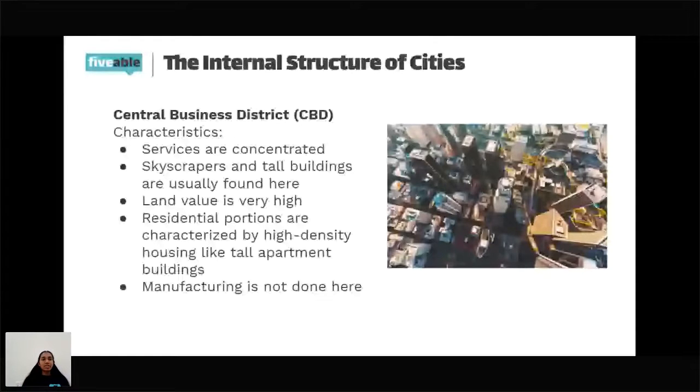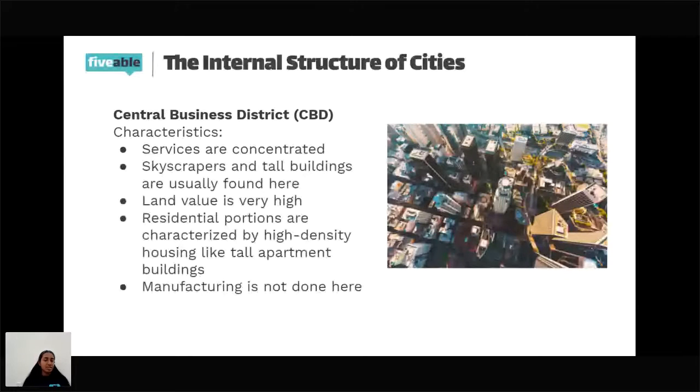And some of its characteristics are that the services and goods are concentrated in this area. There are a lot of skyscrapers and tall buildings usually found here. The land value is very high, and any residential portions are characterized by high density housing, like really tall apartment buildings with really small apartments within them.